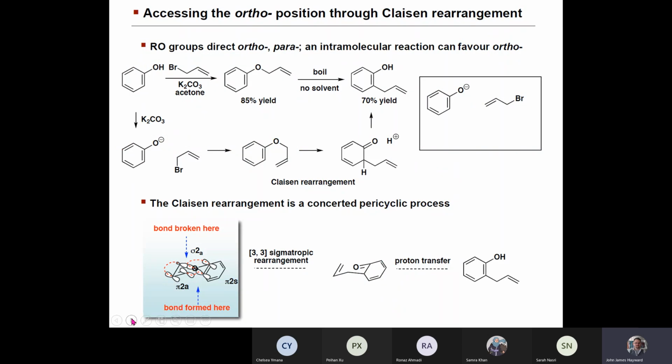Okay, and everyone who knows me just a little bit knows that I do like my pericyclic reactions. So here comes the first one. Okay, the Claisen rearrangement. This is awesome. This is a really clever, really old reaction, and I will talk quite a lot about this during the course in various different forms. But here we have an intramolecular rearrangement.